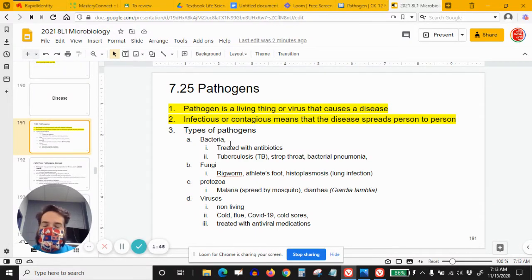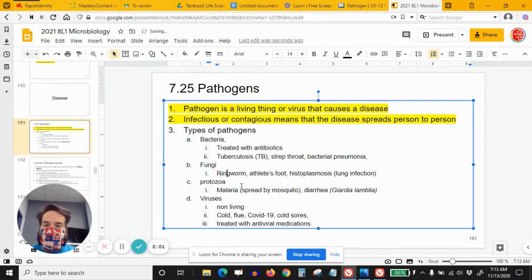All right, so here are some examples. Bacteria. Again, bacteria are the only thing that are treated with antibiotics. Okay. Tuberculosis, strep throat, bacterial pneumonia, those are all caused by bacteria. Ringworm, athlete's foot, histoplasmosis, which is a lung infection, these are all caused by a fungus. Ringworm is not caused by a worm. It is caused by a fungus.